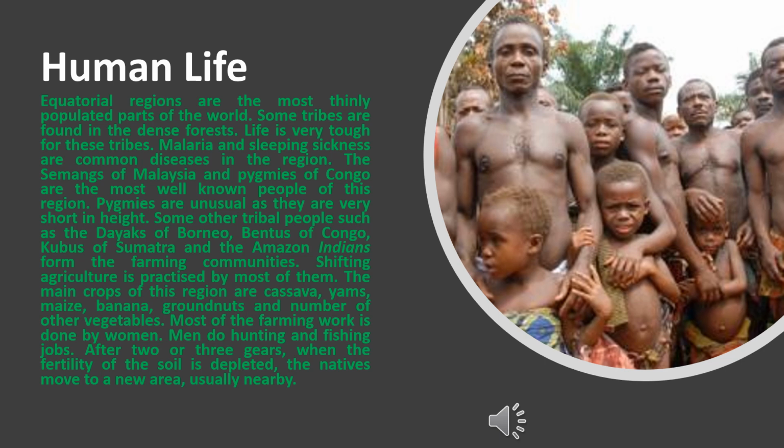Human life. Equatorial regions are the most thinly populated parts of the world. Thinly populated means very few people live in these equatorial regions. Why? We had learned that the equatorial region has a very hot and humid climate and almost everyday rainfall. So the climate is very adverse and harsh. Over that, the forests are very dense and thick. So life here becomes very uncomfortable. That's why very few people live in these forests.